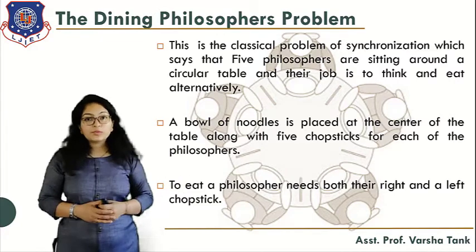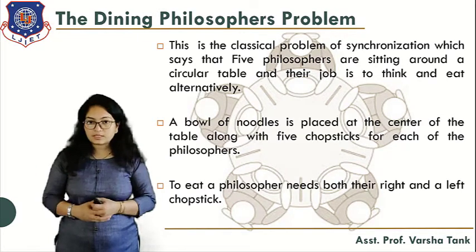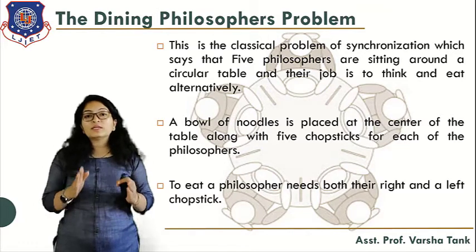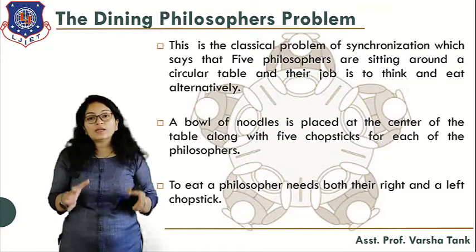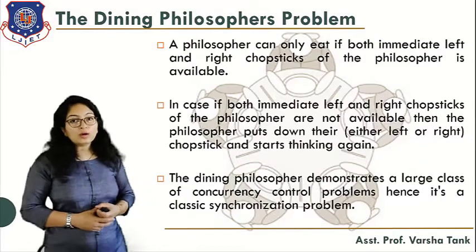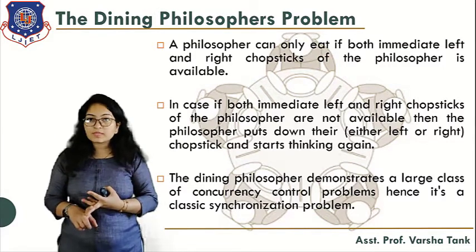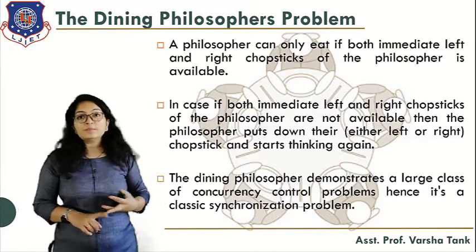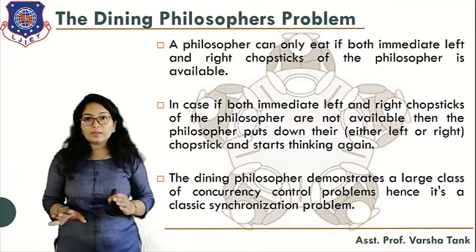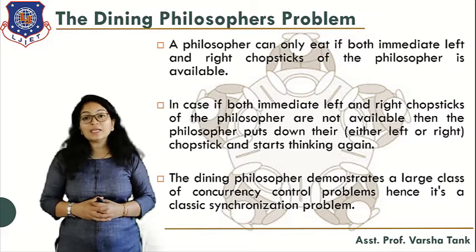To eat, a philosopher needs both their right and left chopsticks. Okay, both chopsticks the philosopher will require to eat. If either of them is not available, then the philosopher cannot do the eating. Now, a philosopher can only eat if both the immediate left and right chopsticks of the philosopher are available. In the case that both are not available, then the philosopher puts down their left or right chopstick and starts thinking again.